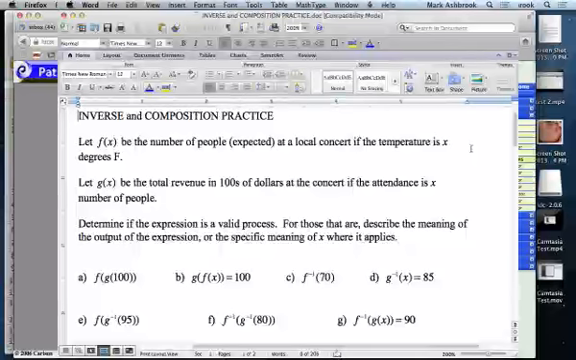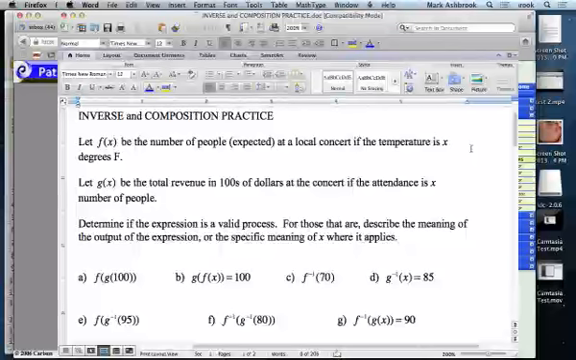If you try to put volume into F, or profit into F, or height, it's going to reject it. The function of F is to take temperature and give you the number of people expected at the concert. Okay? So that's what you're looking for, ones that work and ones that don't.